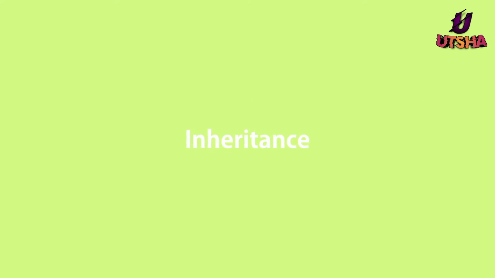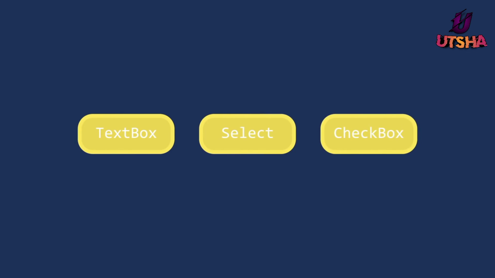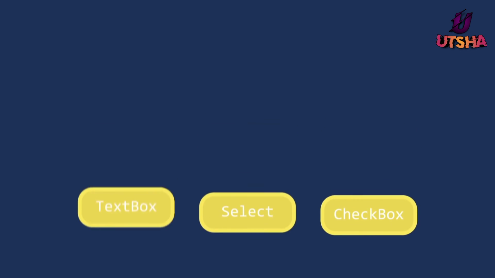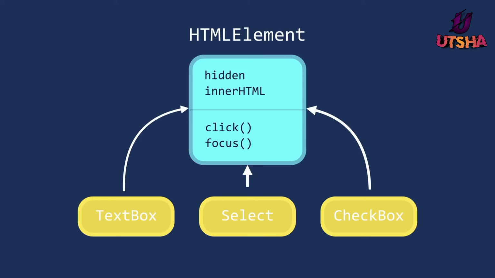Now, the third core concept in object-oriented programming: inheritance. Inheritance is a mechanism that allows you to eliminate redundant code. Here's an example. Think of HTML elements like text boxes, drop-down lists, checkboxes, and so on. All these elements have a few things in common. They should have properties like hidden and inner HTML and methods like click and focus. Instead of redefining all these properties and methods for every type of HTML element, we can define them once in a generic object, call it HTML element, and have other objects inherit these properties and methods. So inheritance helps us eliminate redundant code.